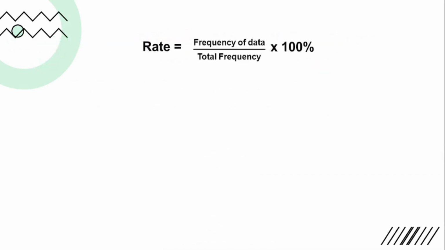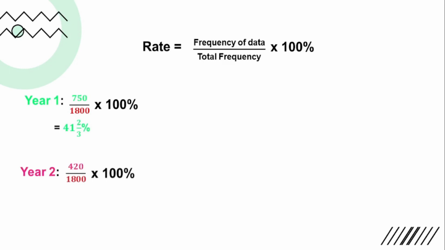Now, let's solve for the rate. Rate is equal to the frequency of data over the total frequency times 100, not 360 degrees, since we'll be looking for a percentage. So for year 1, 750 over 1,800 times 100% is simply 41 and 2/3%. For year 2, 420 over 1,800 times 100% is 23 and 1/3%. And for year 3, 630 over 1,800 times 100% is equal to 35%.